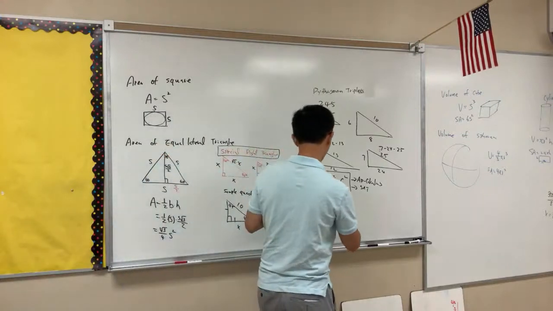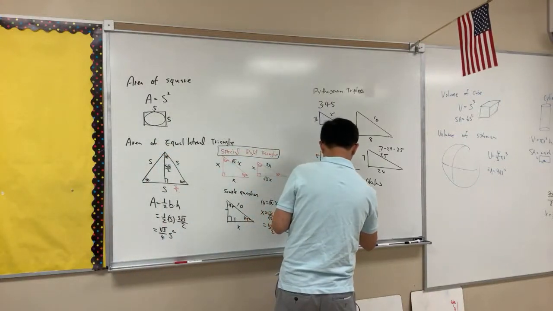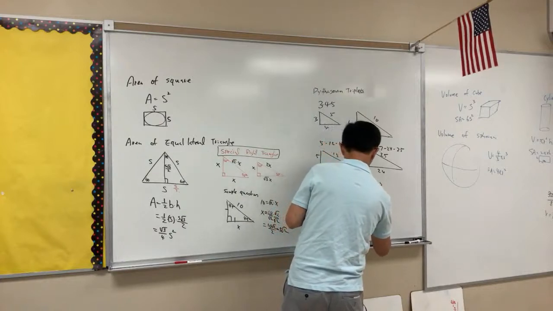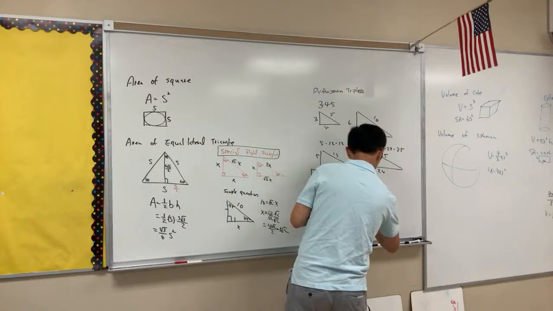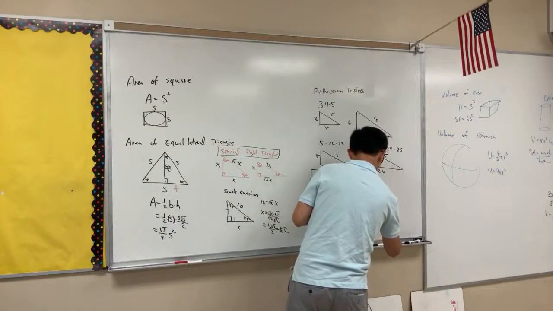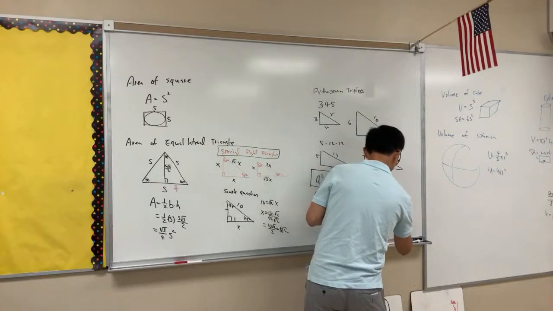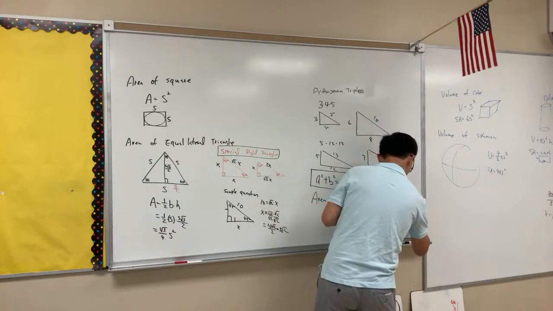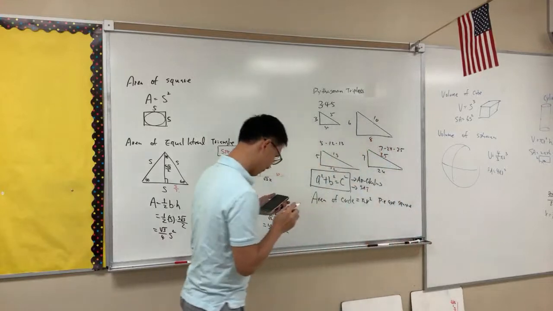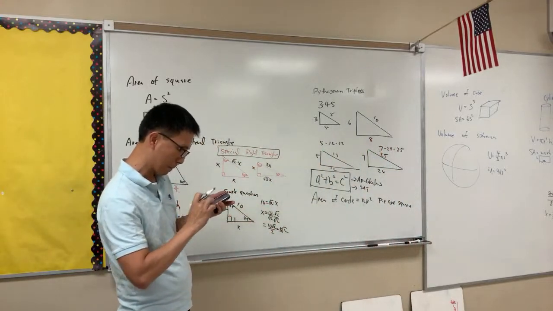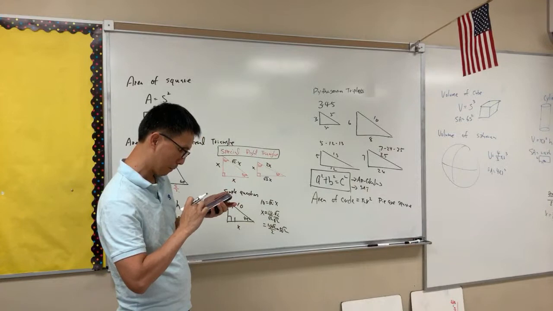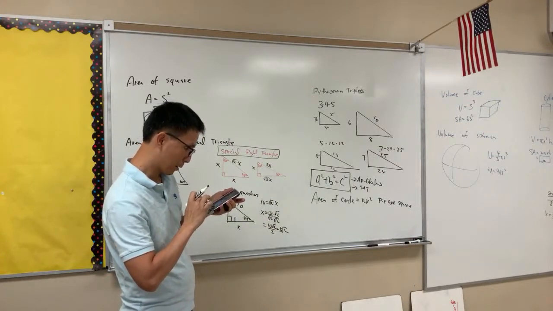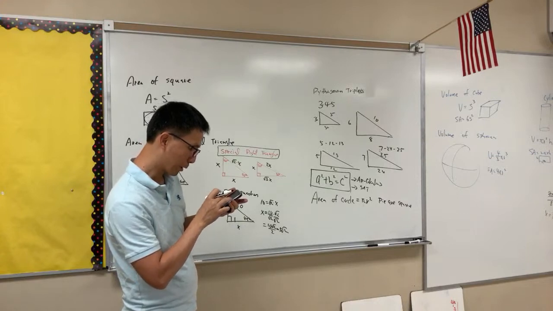Okay, we're going to talk about the area of a circle. It is equal to pi r squared. Most of you guys don't know pi r squared. That makes sense. A third grade student told me how to do it. I thought it was pretty cool.